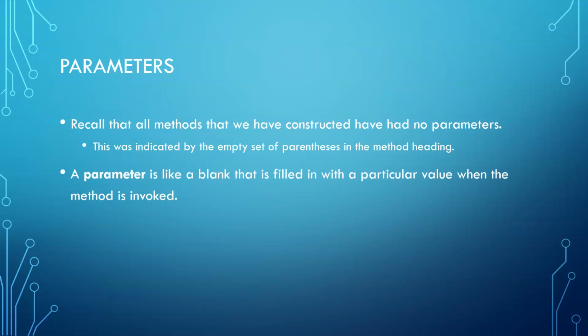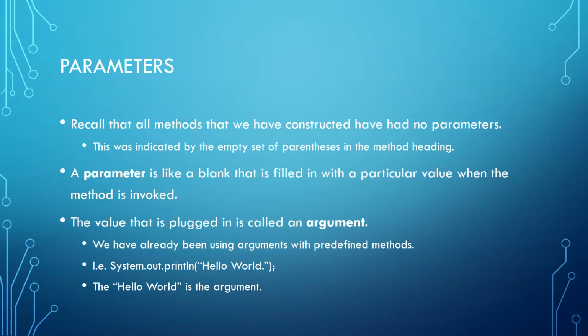Now, a parameter is simply like a blank that's filled in with a particular value when the method is invoked. The value that's plugged in for that parameter is called the argument. Now, we've actually already been using arguments, for example, with predefined methods. So, for example, in System.out.println("Hello World"), the Hello World part is the argument. It's what is being passed from the program into that method call.